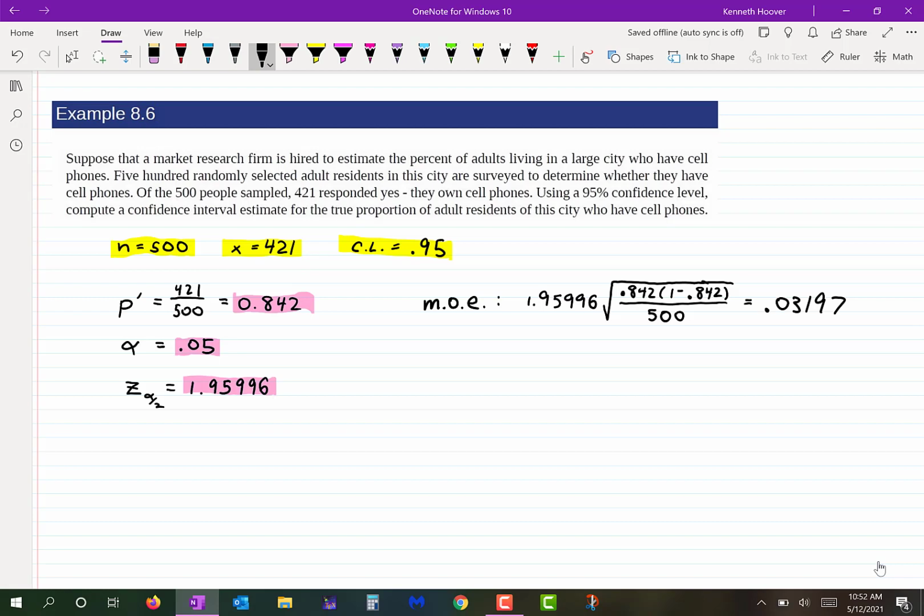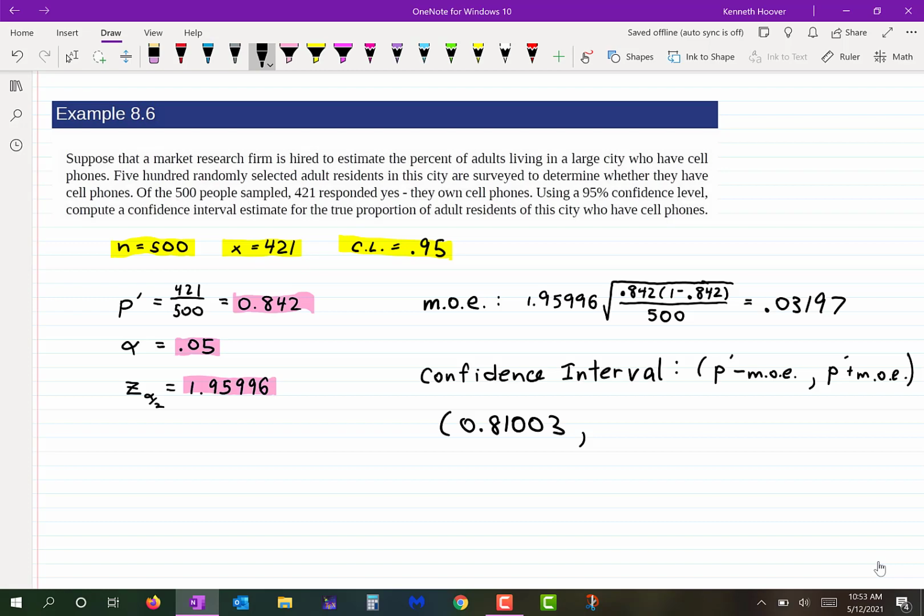And our confidence interval is P prime plus or minus the margin of error. P prime minus the margin of error to P prime plus the margin of error. Okay, and that comes out to be 0.81003 to 0.87397. So what can we say?